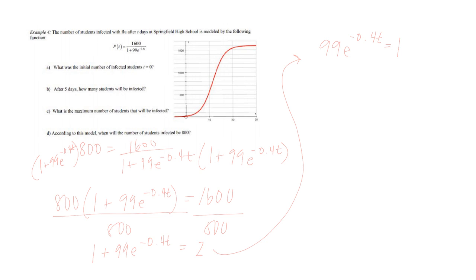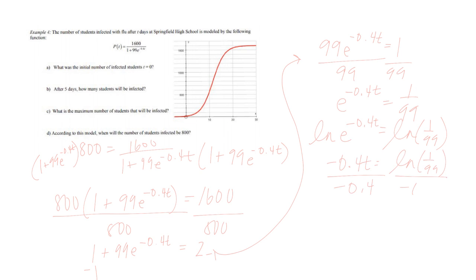Right, so I subtracted 1 from both sides and I didn't write it. That's 1. Now I'm going to divide by 99. So I have e to the negative 0.4t equals 1 over 99. Because this equation has e as the base, I'm going to take the natural log of both sides. So now I have negative 0.4t equals the natural log of 1 over 99.